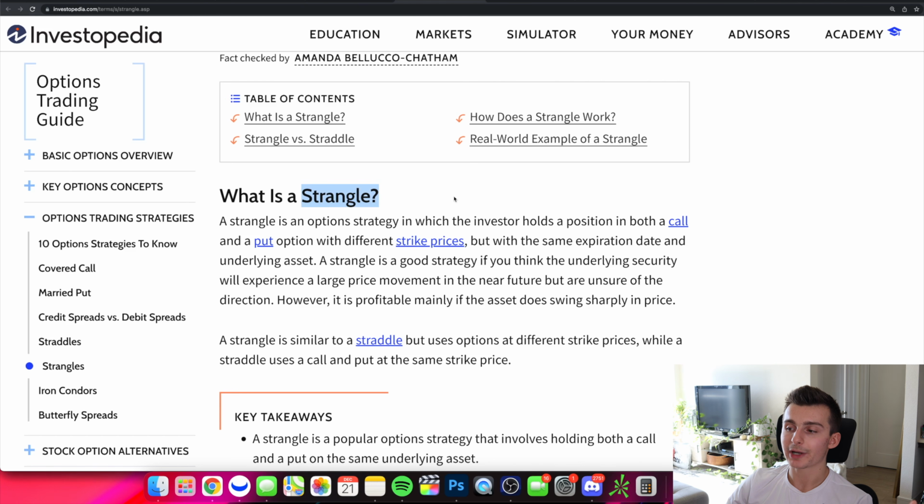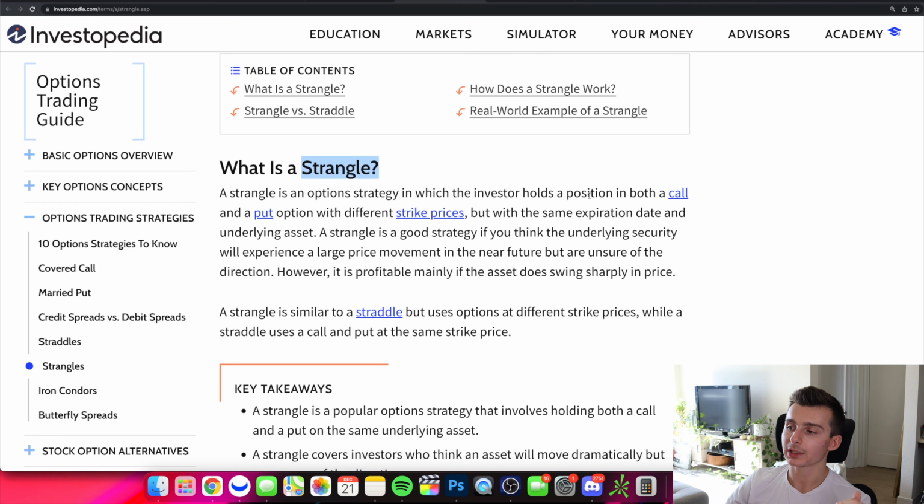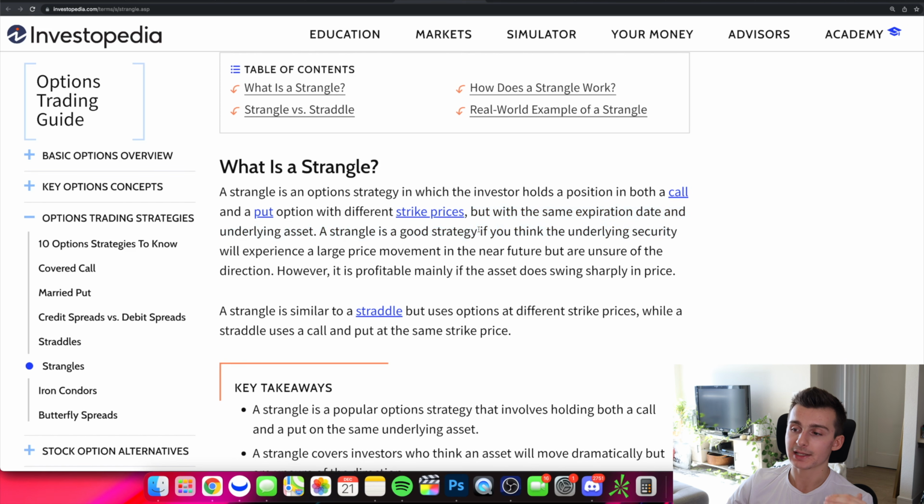Now, there's something called a strangle. It's a similar situation, but you're holding positions in a call and a put with different strike prices, and they're going to have the exact same expiration date. This is if you think a stock is going to see a big, large movement, you can play a strangle as well.